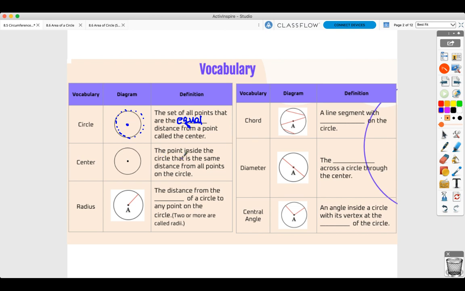The center is the point inside the circle that is the same distance from all points on a circle. The radius is the distance from the center of a circle to any point on the circle. So radius is always from the center to the edge. There's a bunch of radii. The plural of radius is radii, okay? So don't say radiuses.